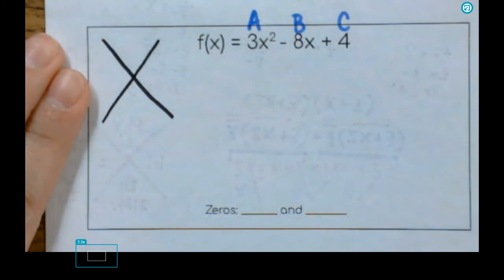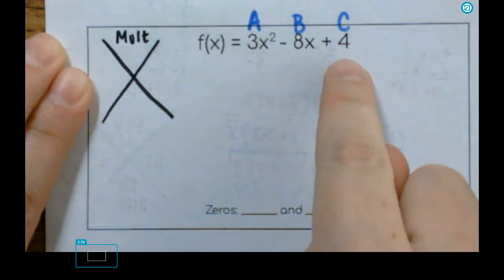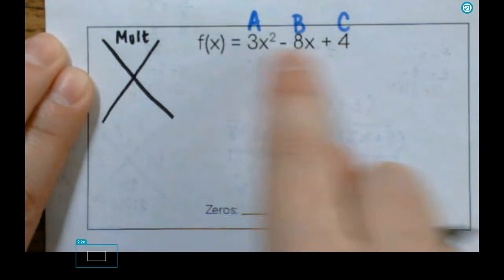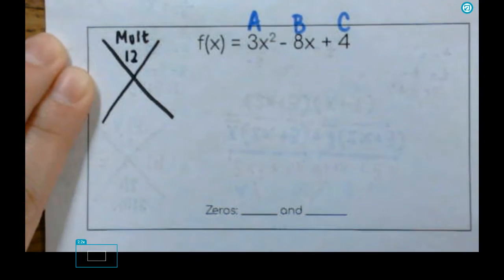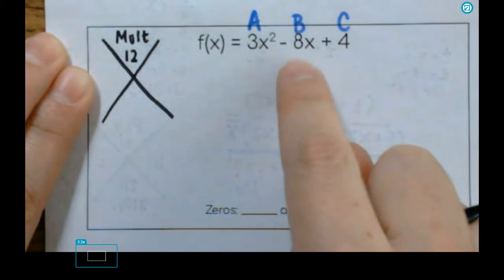We need to multiply together to be AC. And this one, A times C is going to be 3 times 4, which is 12. So multiply together to be 12. And we need to add together to be negative 8. Pay attention to that negative there.